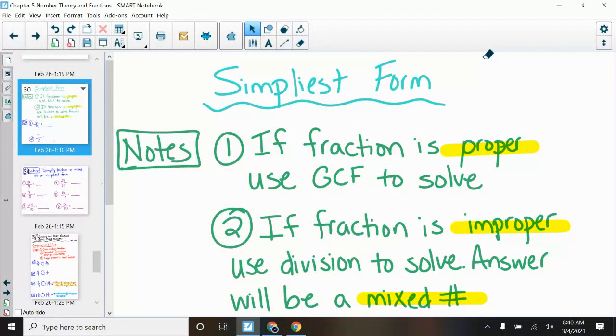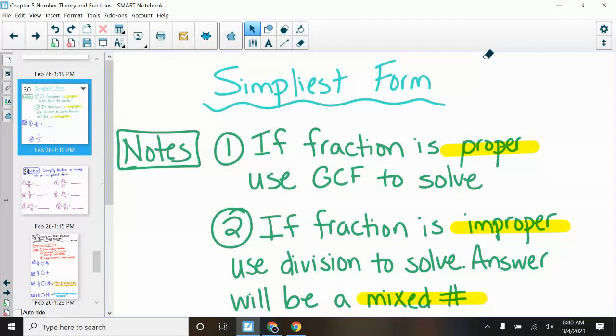Am I right? Yes. So the notes here tell me that if you have a proper fraction, you're going to use GCF to solve. What's GCF? Greatest common factor. Okay. So that's what you're going to have to use.